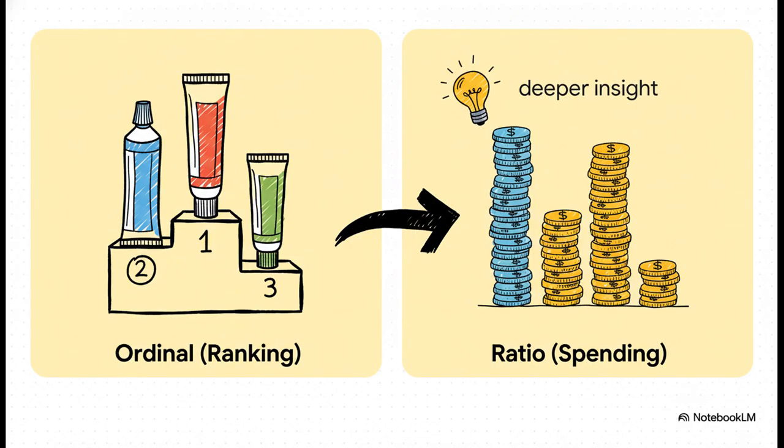And here's what that looks like in the real world. Asking someone to rank brands gives you ordinal data. You'll know their preference order, which is useful, but asking how much they spent on each brand, that gives you ratio data. Now you know not just what they prefer, but the intensity of that preference, measured in actual dollars. The insight you get is just so much deeper.